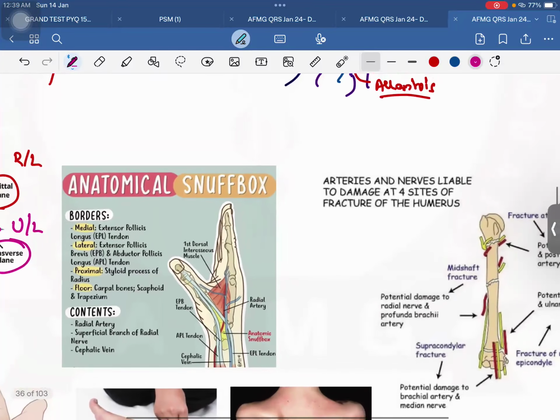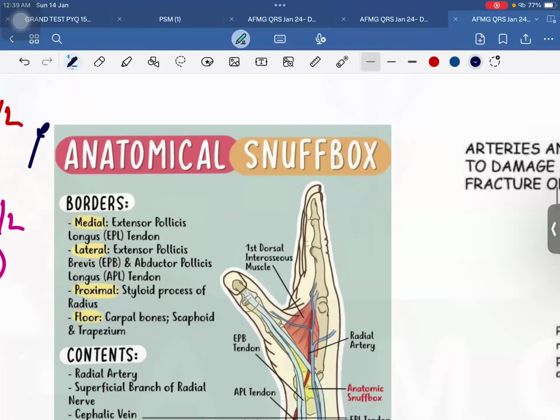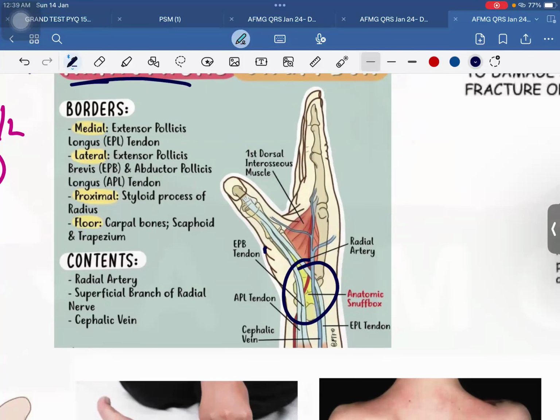So when you extend your thumb, below your thumb, you are going to see a depression. That depression is what is called as the anatomical snuff box. Okay, this is the thumb, just below the thumb. This is the space where you are able to see the anatomical snuff box. Try to abduct and extend your thumb, you will be able to see the depression. That is the anatomical snuff box.